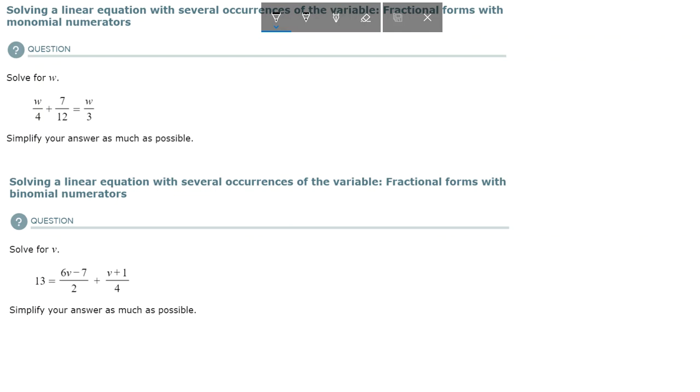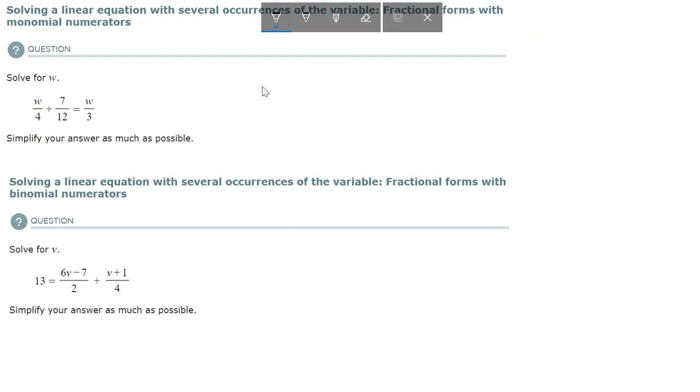This video will show you how to solve more advanced equations with fractions. For this first equation, we have w divided by 4 plus 7 divided by 12 is equal to w divided by 3. So not only do we have a fraction, we also have variables on both sides.